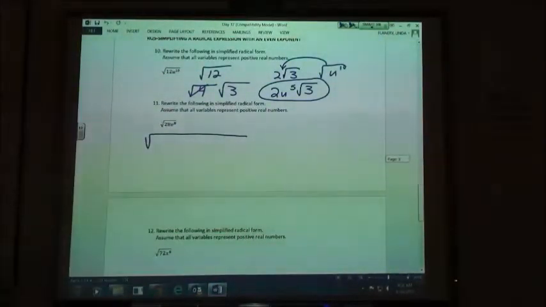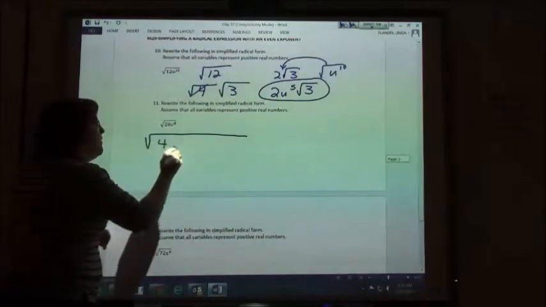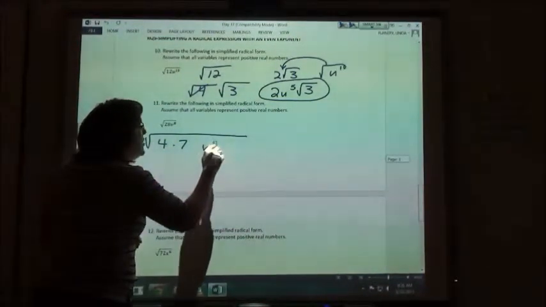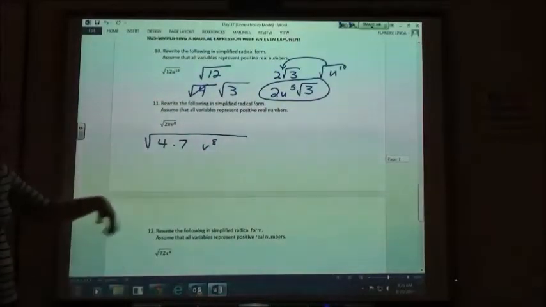So I'll just make one big square root and I'll factor it out that way. 28. What's the biggest perfect square that divides evenly into 28? So 4 and 7. So I have 4 and 7, and then I still have the v to the 8th power. Taking out my perfect squares.